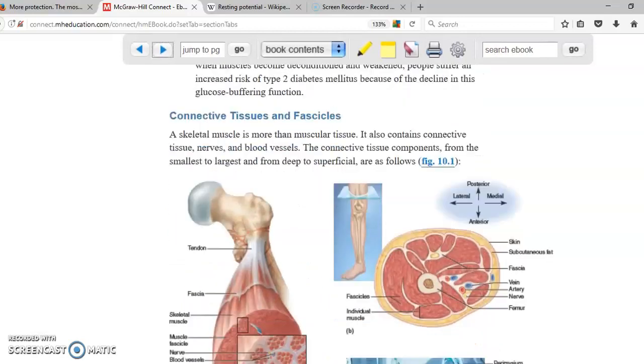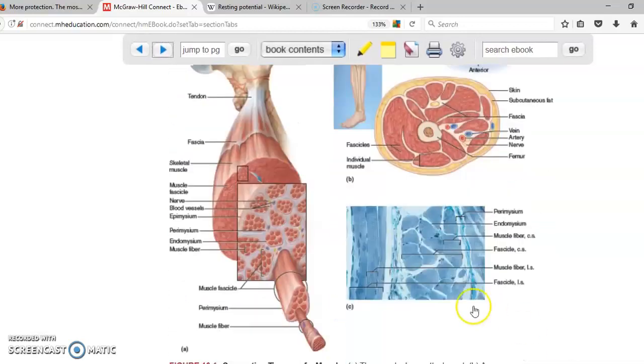Here, we have connective tissues and fascicles. So a group of muscle fibers are going to be surrounded by endomysium. When you put together all the muscle fibers, as you can see here, you're going to wrap them with perimysium in order to form a fascicle. Then you have fascicle, fascicle, fascicle. So a group of fascicles are going to be surrounded with the epimysium around here.